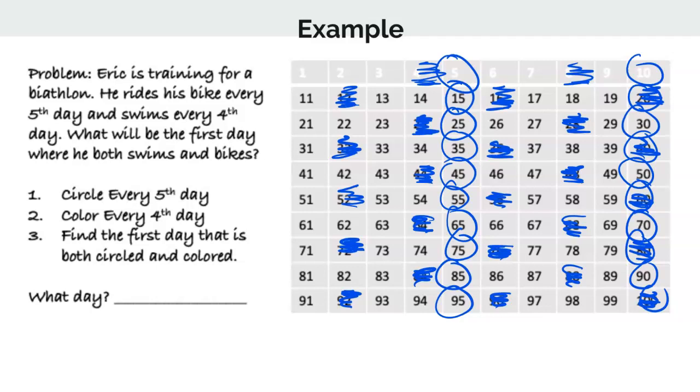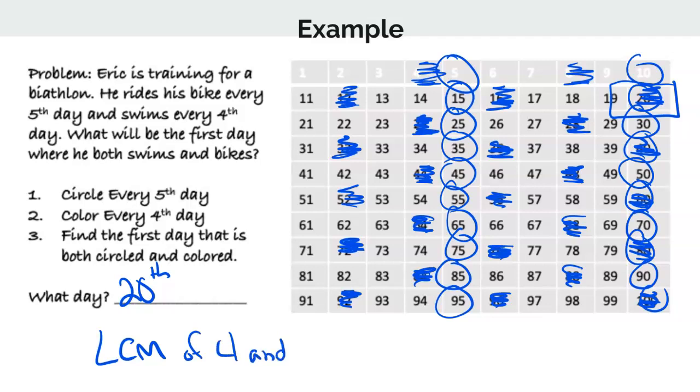Our least common multiple in this case would be the first day where he both bikes and swims. So I'm looking for the first day that is not only circled, but is also shaded in. And that day would be the 20th day. So what that means is the LCM, or the least common multiple, of 4 and 5 is 20. That's the first number that is a common multiple of both 4 and 5.